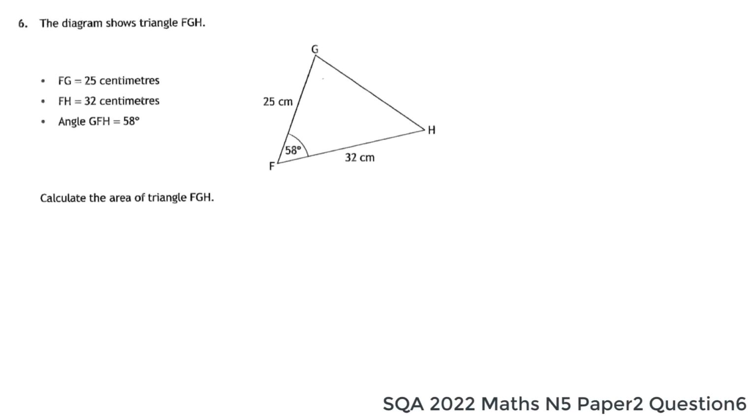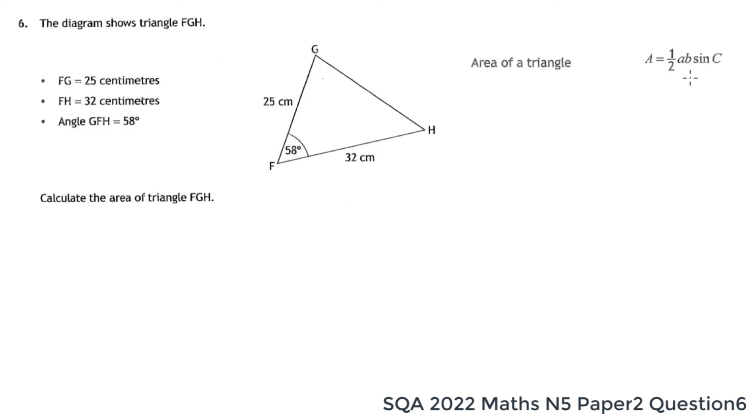So here's question 6. We're given the diagram of a triangle, various lengths, couple of sides, angle in between these two sides, and we're asked to find the area of that triangle. Now we do have a couple of formulae for working out the area of a triangle. The first one, half base times height. Unfortunately, we don't have a perpendicular height for this triangle, so that formula's out. There is another one that involves using trig.